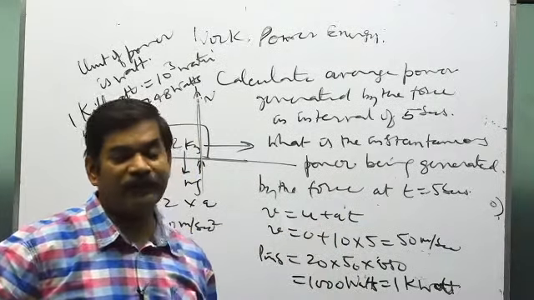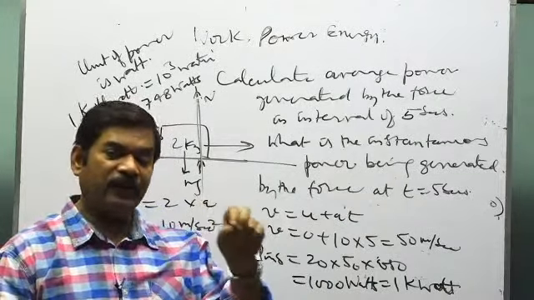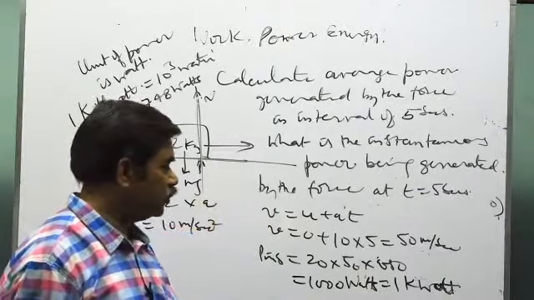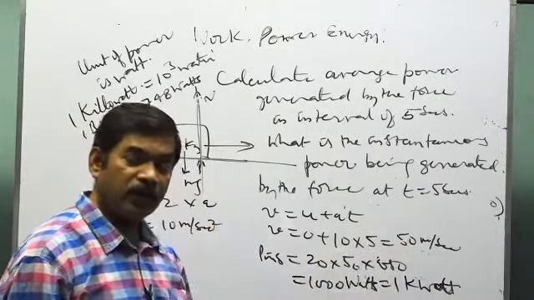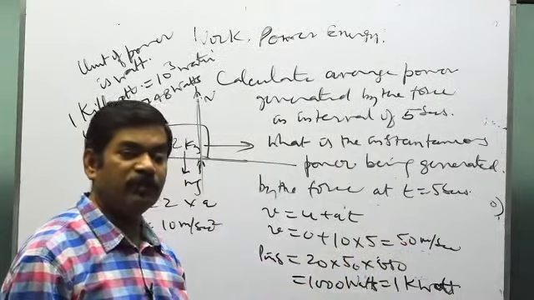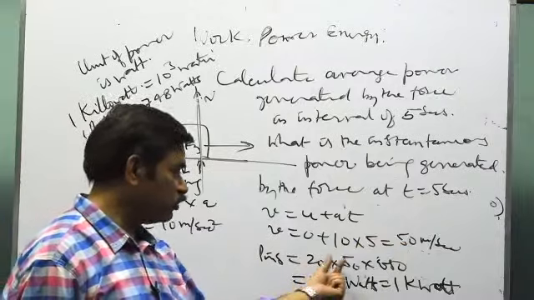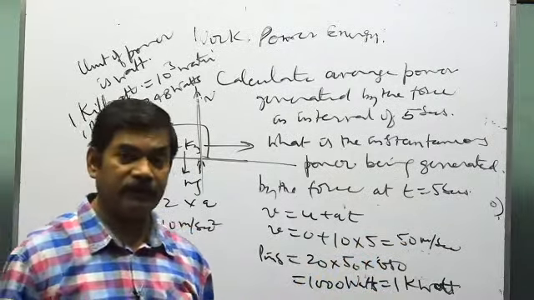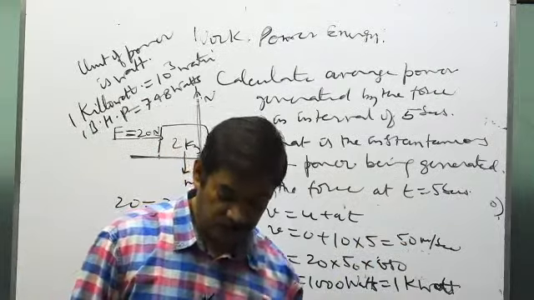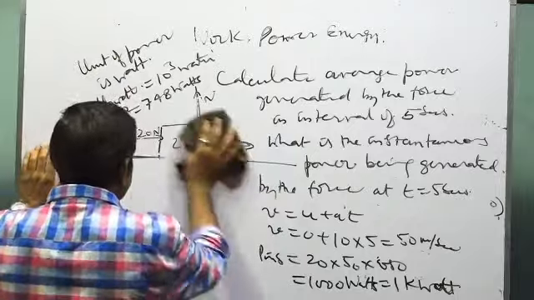And if you want to calculate the instantaneous power at any instant, calculate the velocity at that instant. So force into velocity at that instant into cos of the angle between the force and velocity, which is 0 here. So it becomes force into velocity into cos of 0. Cos of 0 is what? 1. So you got the answer. Is that clear? This point is very clear. Now see.